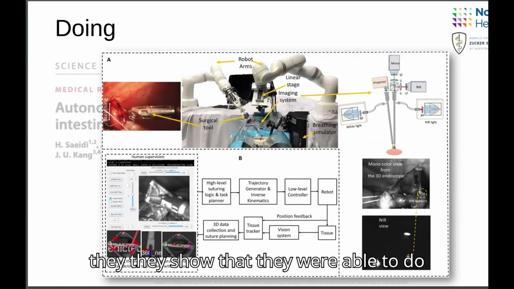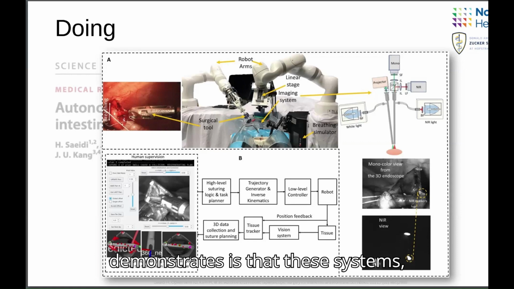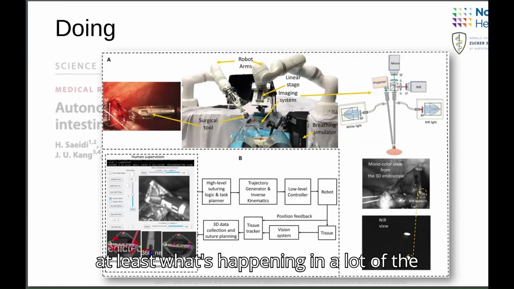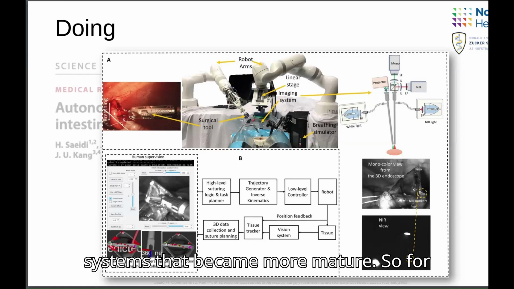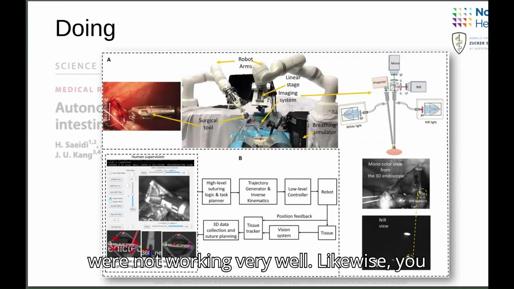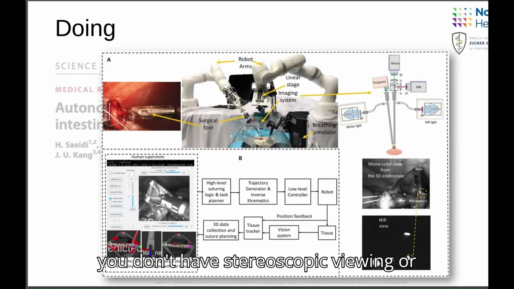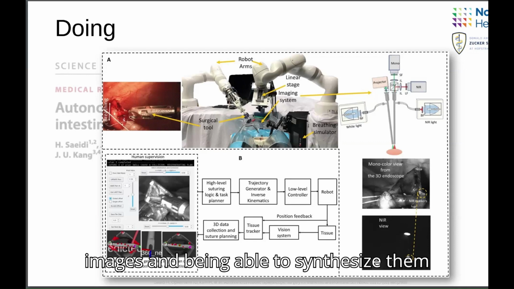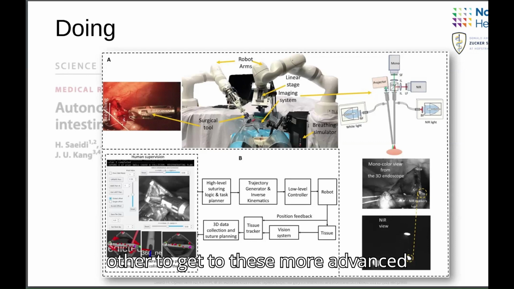And they show that they were able to do this, albeit in a very controlled environment. But I think what it demonstrates is that, at least in a lot of the applied healthcare research, they're building upon other systems that became more mature. For example, this really required image recognition to be really mature. This would not even get to that point if our image classification algorithms were not working very well. Likewise, robotic technology has advanced tremendously, especially in the last decade. And then there's having stereoscopic viewing or other types of image modalities that are not necessarily RGB images, and being able to synthesize them together. So all of these things work in conjunction, and they all build upon each other to get to these more advanced systems.